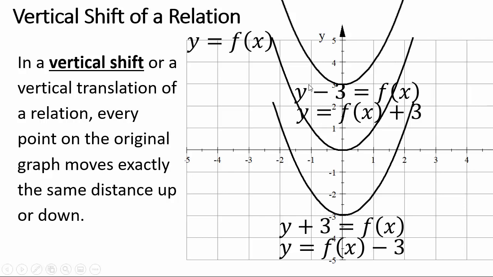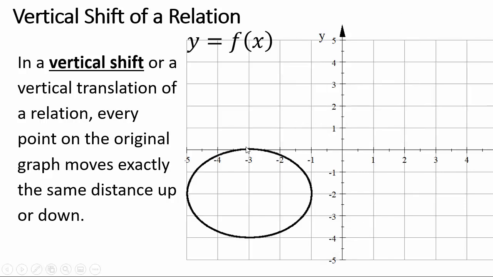Another way to think of it is you can have y minus a constant equals original function, or y equals original function plus a constant. If the constant is positive, you go up 3. If the constant is negative, you go down 3. If the constant is with the y, then y minus 3 makes it go up 3. y plus 3 makes it go down 3. So depending on where the constant is will dictate whether your function goes up or goes down.